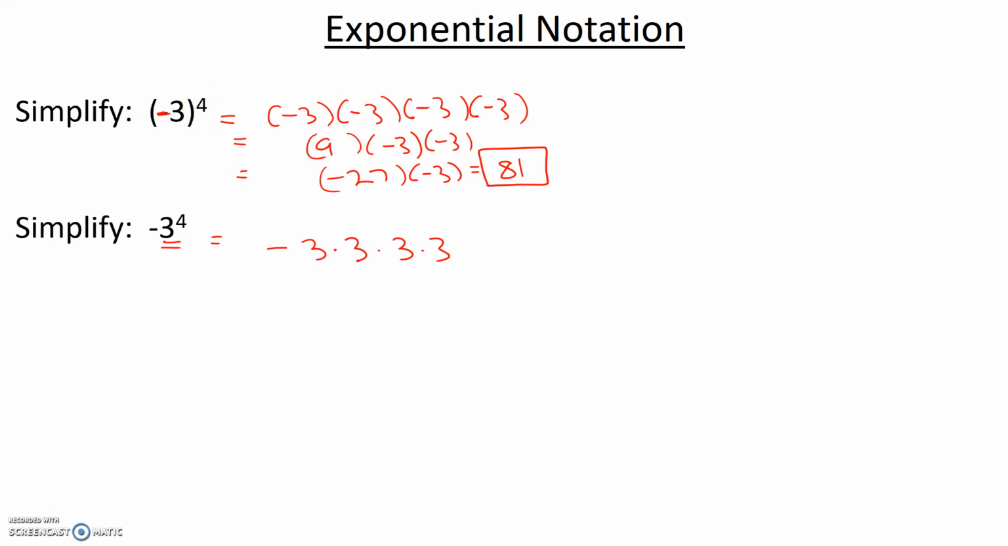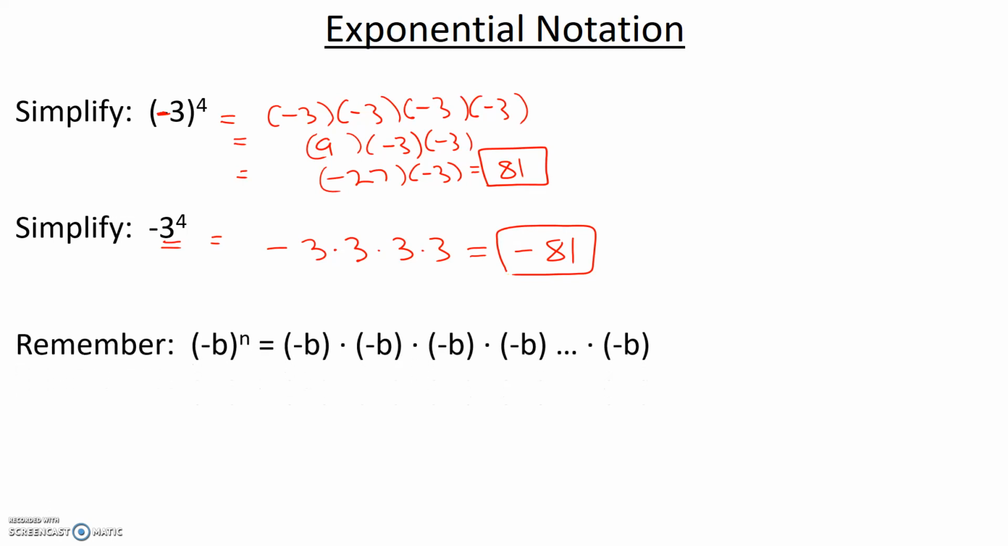In this case, we have only one negative that's not part of any parentheses, so the only thing that has an exponent is this 3. The base is 3 to the 4th power. So we have one negative, and we have 3 times 3 times 3 times 3. Therefore, our answer will be negative 3 times 3 times 3 times 3 is 81. So our answer in this case is negative 81.